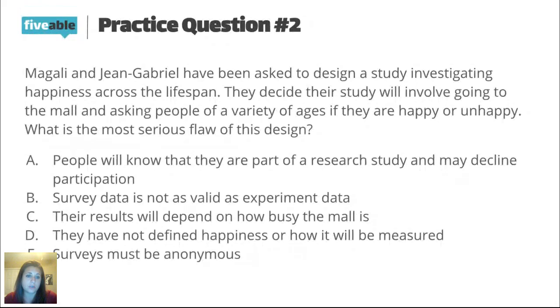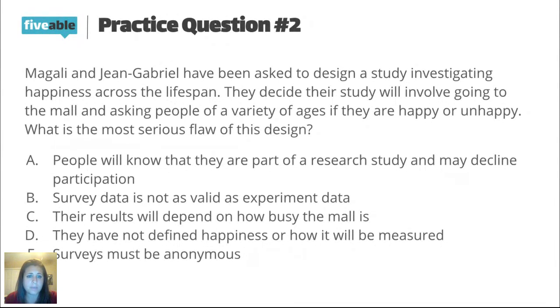I could see that some people put answer B, survey data is not as valid as experimental data. That's kind of true because we talked about people could lie on a survey, but we still use surveys and we rely on them if we take a big enough sample size. So that's where it gets tricky, where it's the most serious flaw. Thinking about which of these things would cause us the biggest problem in our study, it would be not having a solid definition of what happiness is.